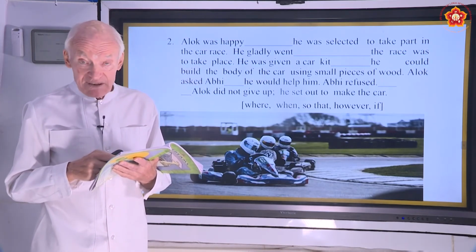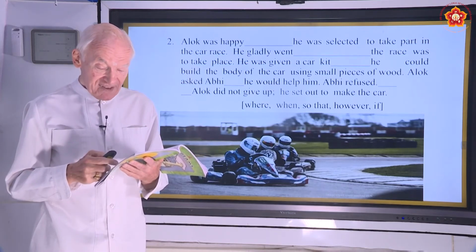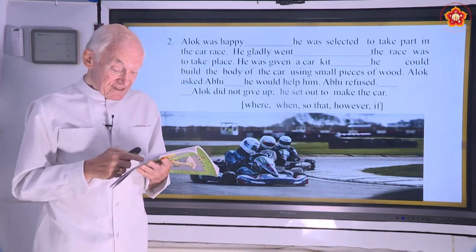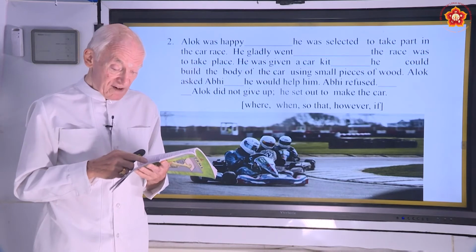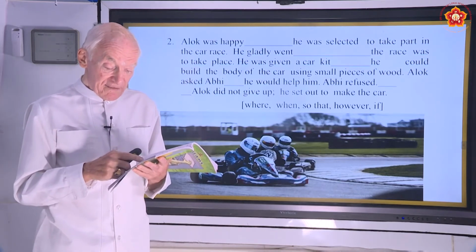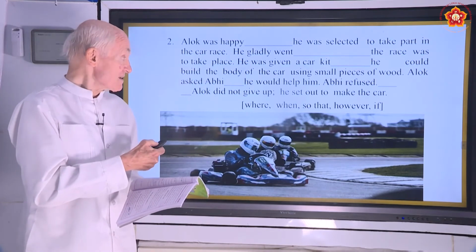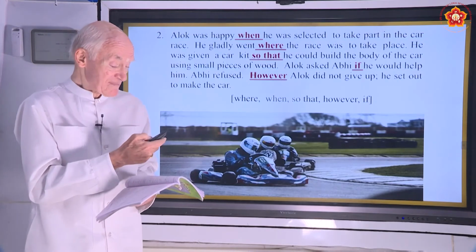Alok asked Abby, one of his friends, blank, would help him. He asked what? If, can you help me, okay? That's one of the words there. If, however, so that, when, where. Alok asked Abby if he would help him. Let's see if that's right. Alok asked Abby if he would help him.